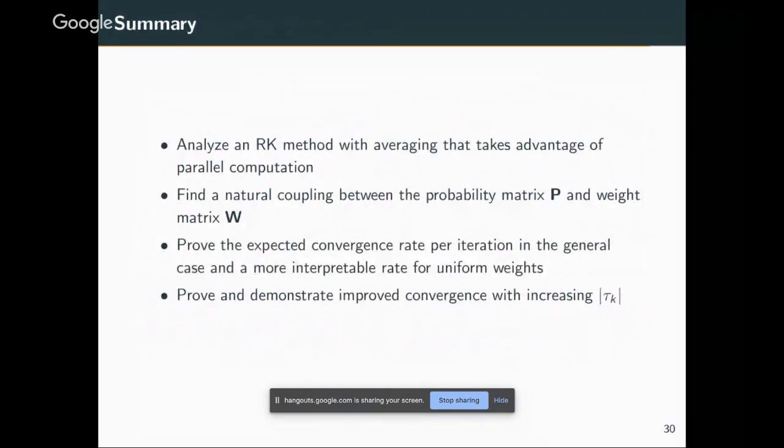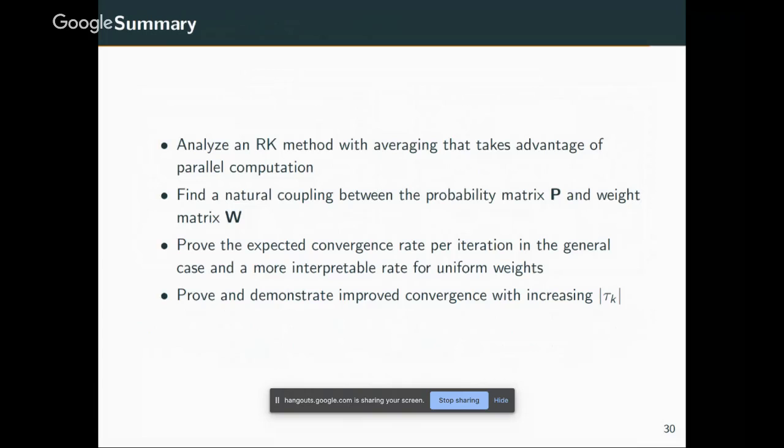Okay, so in summary, I've talked about the randomized Kaczmarz method and some of the history there and basic convergence analysis. I've also presented this parallel version of randomized Kaczmarz with averaging and shown some results in terms of how we can analyze the convergence rates and get guarantees in that case. In particular, we find a natural coupling between the probabilities that you use and the weights that you use in this averaging.